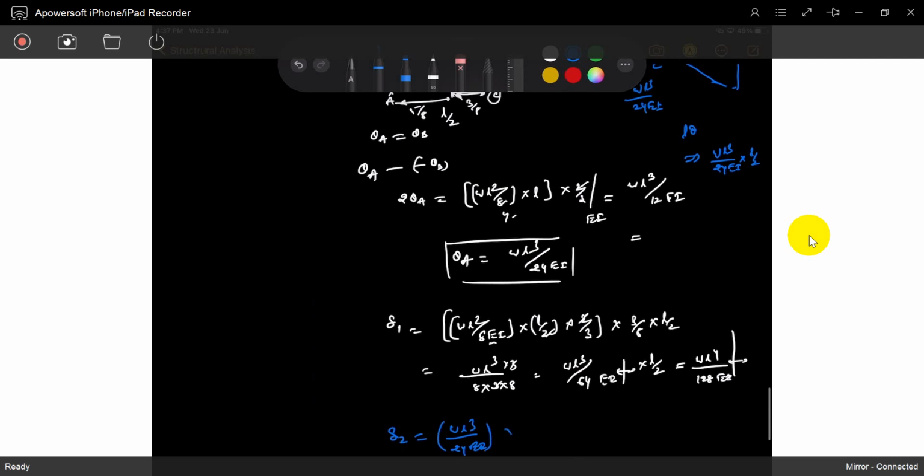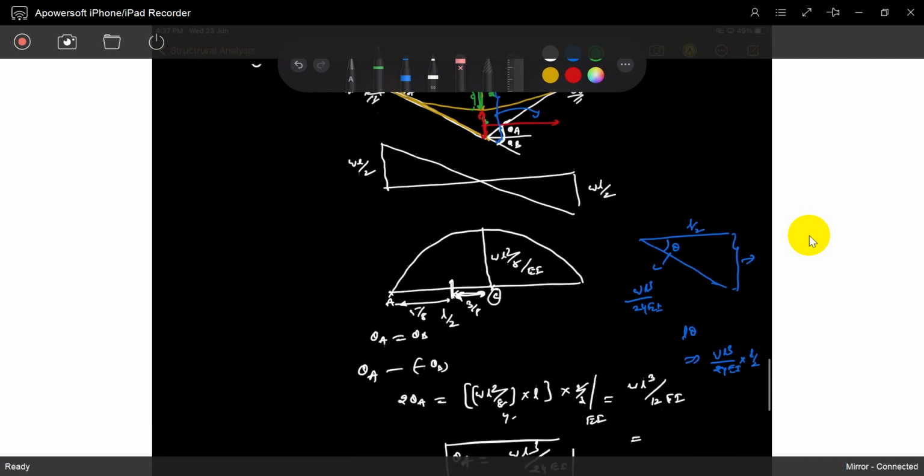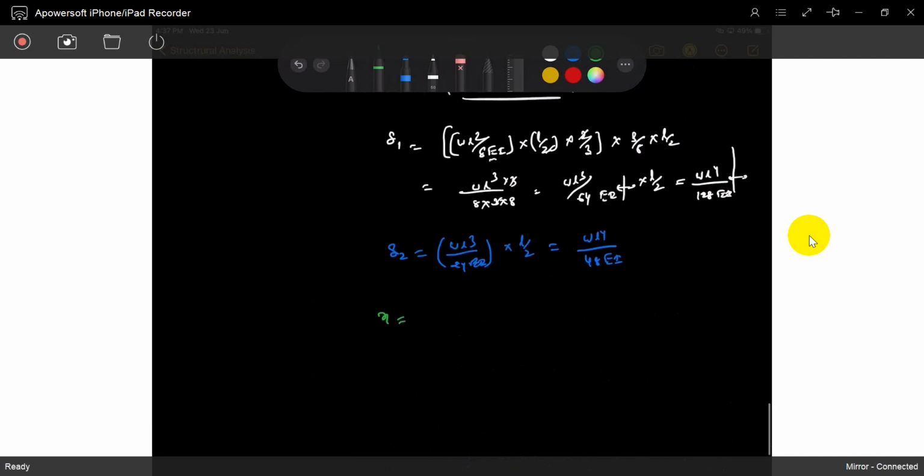That is the slope multiplied with distance L by 2. So what is that value? WL power 4 by 48EI. So now you can find out the exact deflection. What is the exact deflection? That is the exact deflection. So we require the exact deflection. So that is x.